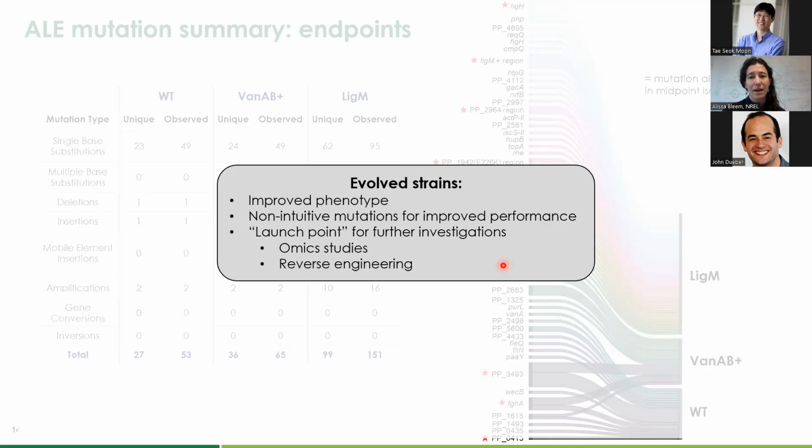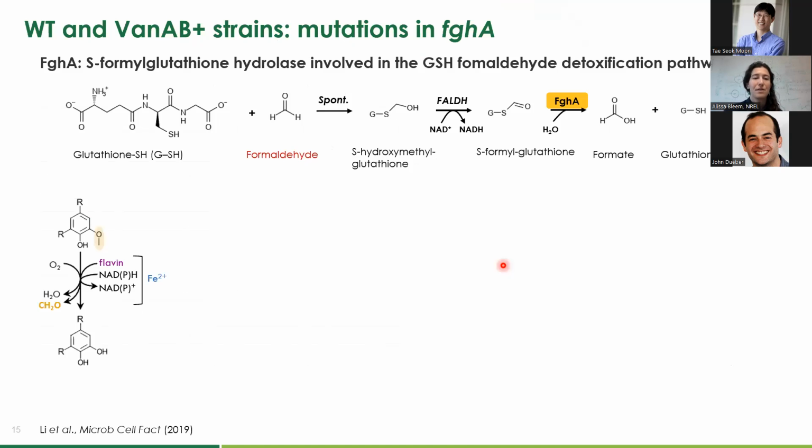So we can look at individual mutations in isolation and clean backgrounds and figure out why the strain mutated in such a way. So that's what I'll get into now. So the first mutation I want to talk about was observed very consistently across Van-AB plus and wild type strains. So the strains that use the Van-AB mechanism.